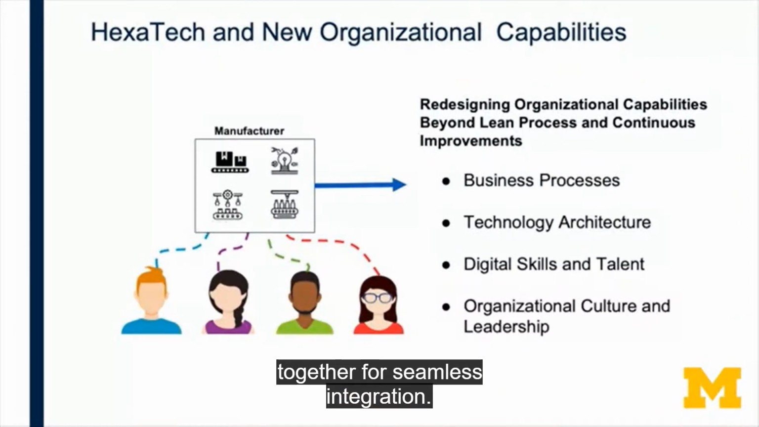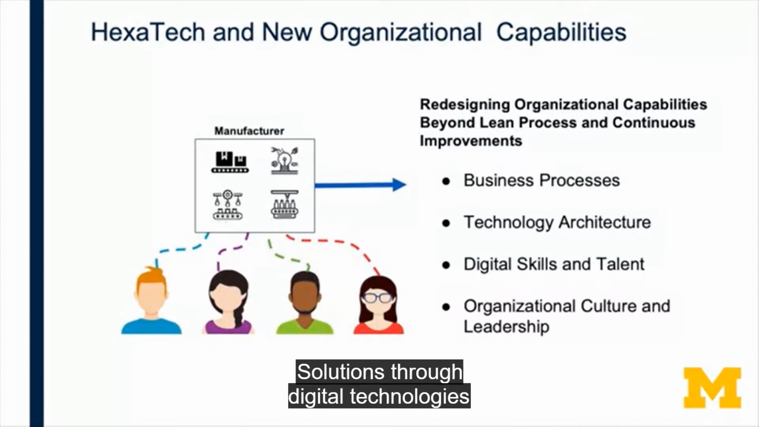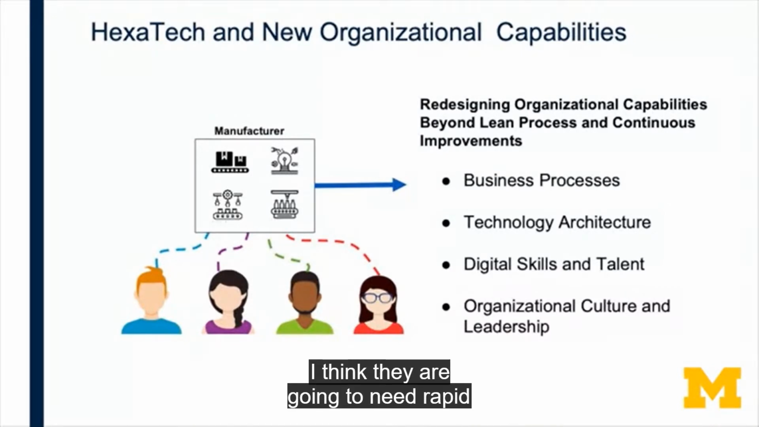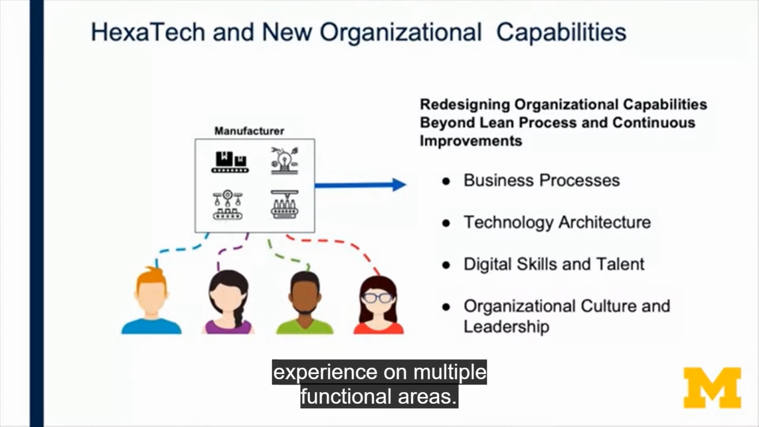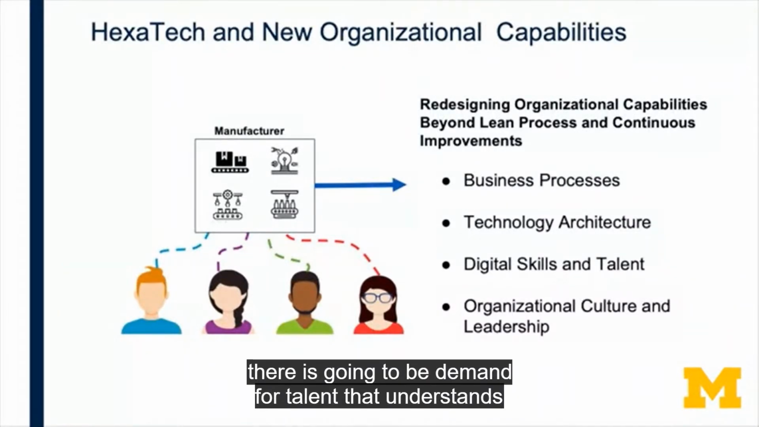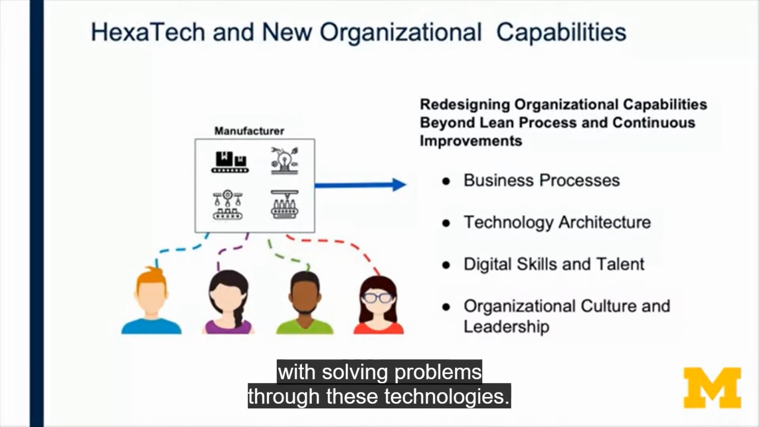Now, last, coming to the talent. Solutions through digital technologies, as expected by the consumers we talked about, I think they're going to need rapid experimentation of new ideas, and that's going to demand talent and skills where people have experience in multiple functional areas. You're looking for multidisciplinary skills in your talent. And also, of course, there is going to be demand for talent that understands digital technology, is more comfortable with solving problems through these technologies. So companies need to rethink that.